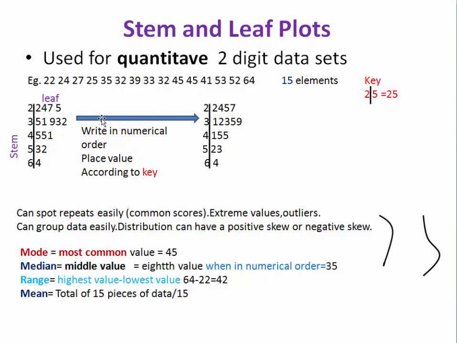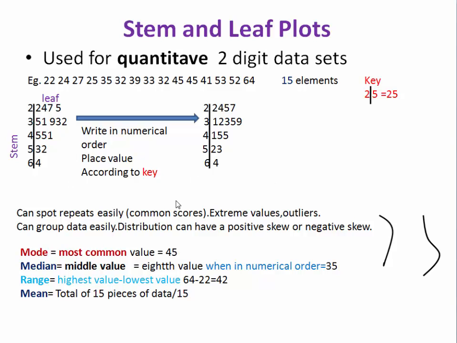So first of all, write it in the order that you're given, and then write it in numerical order, place value according to the key. So we'd go from here, put the 2, 3, 4, 5, 6 as the stem, and then write this in numerical order. So this would be 22, 24, 25, 27, 31, 32, 33, 35, 39. So we've gone all through those numbers.